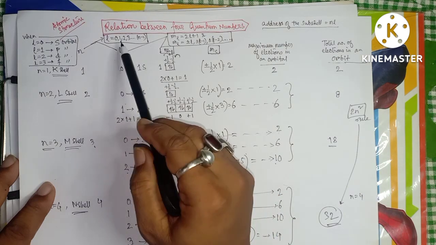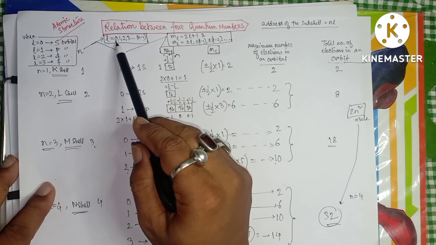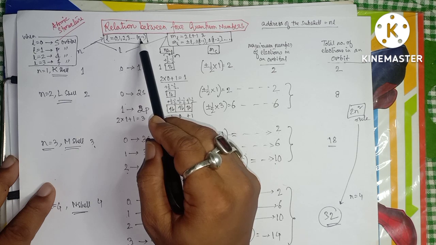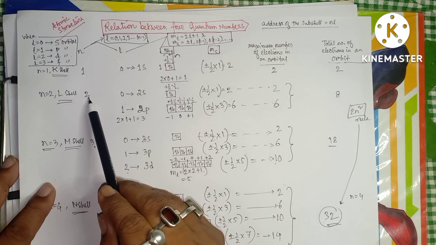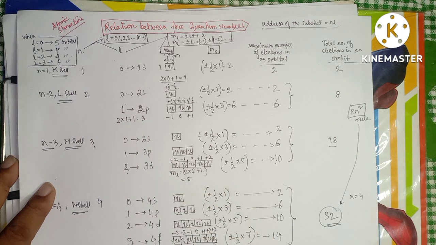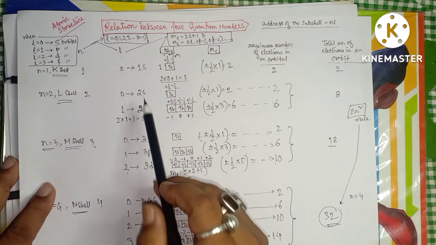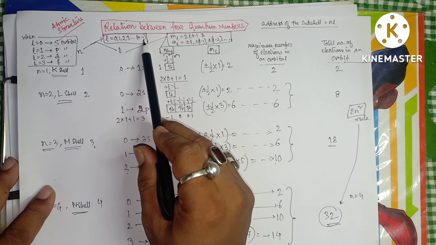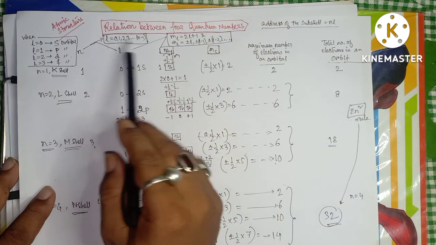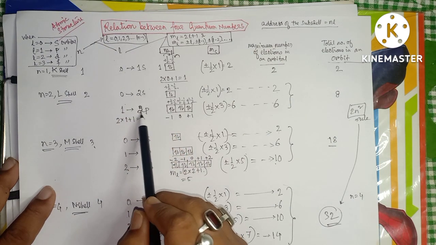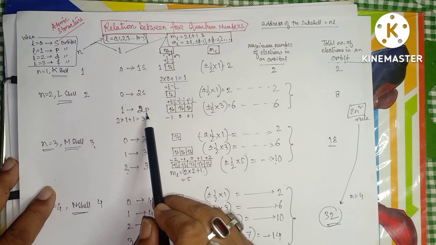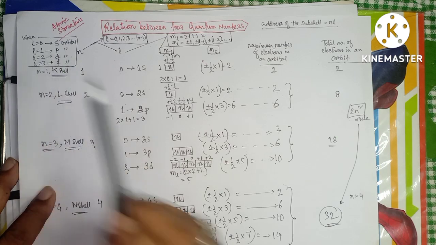L starts with 0, and the next value will be according to the value of n. So n is equal to 2, so you put the value of 2 in the place of n minus 1, and you get the value of L as 1, right? And it represents 2p. Why is it 2? Because the value of n is 2, and when L is equal to 1, then it is p orbital.